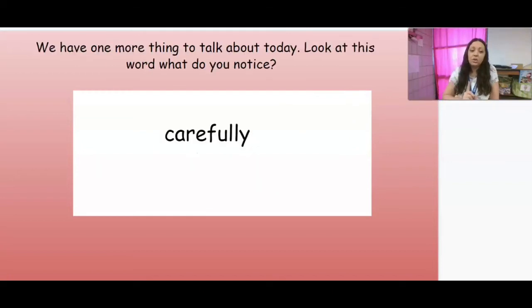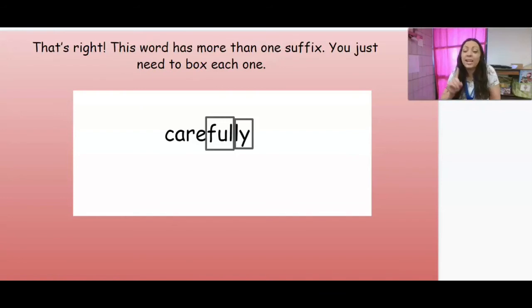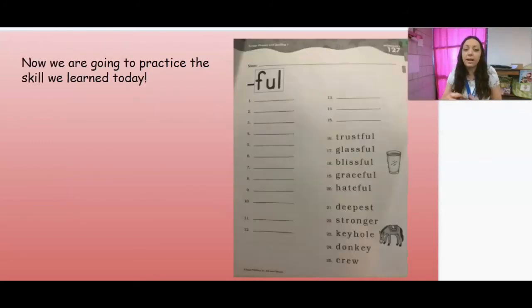Now, we're going to talk about one more thing, okay? Look at this word and what do you notice? We have carefully. That's right. This word has more than one suffix. So it is possible. There's just a few words that do it. Because look, I've got that ly, which is a suffix, and then the ful. So all I have to do is just do another box. I'd have to box off full and ly. So it's a little bit tricky. There's not many words that do that, though. All right, we're going to go ahead and pull out our activity sheet so we can practice writing and coding that suffix ful.